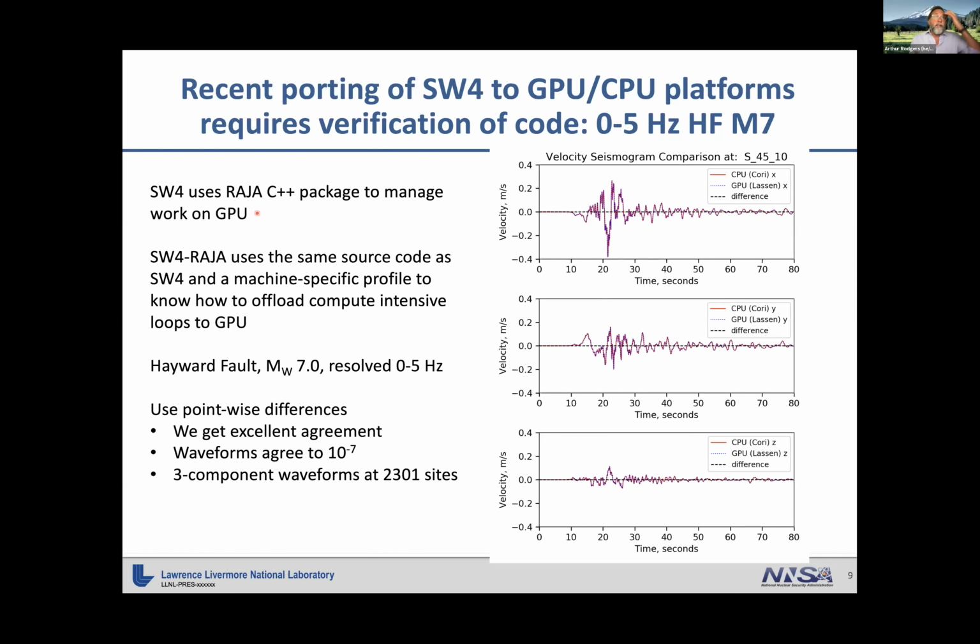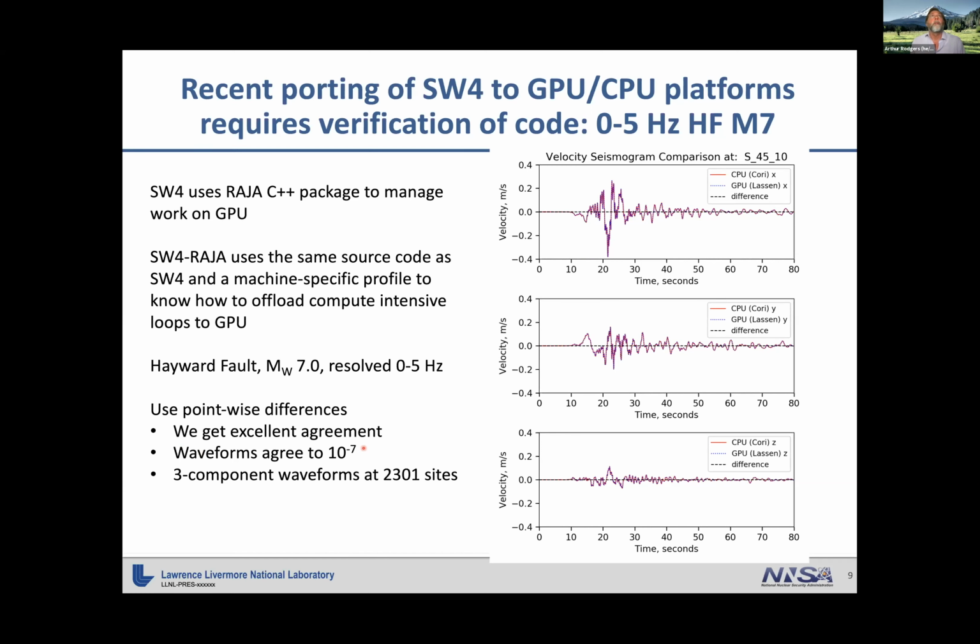So what we did when that came online is run two calculations, magnitude 7 on the Hayward fault, resolving 0 to 5 hertz, and compare the pure CPU calculation on Cori, shown in red, and the GPU version run on Lassen at Livermore, for 2,300 sites spaced 2 kilometers across the domain. We did point-wise comparison, and we got agreement to single precision, which is how we're saving the response.